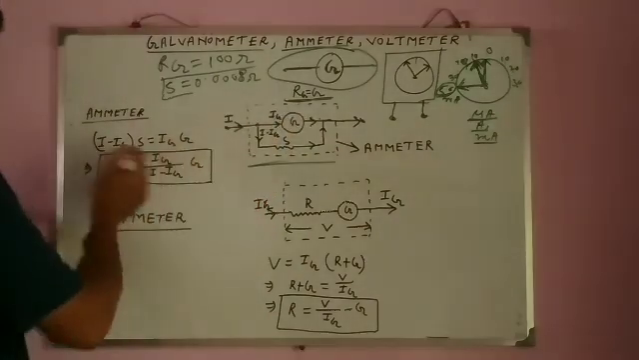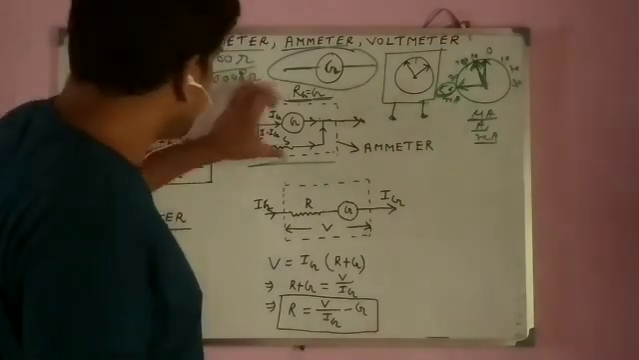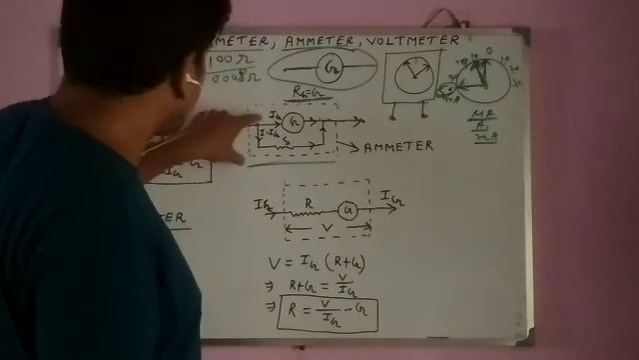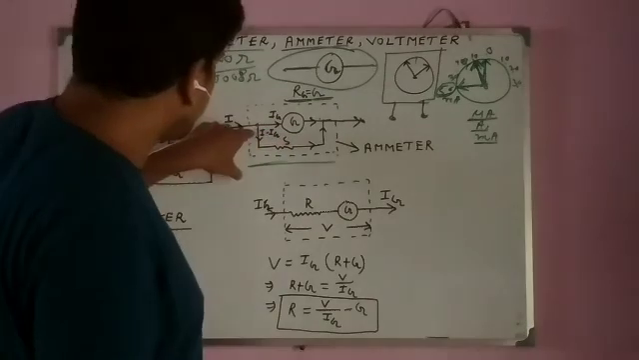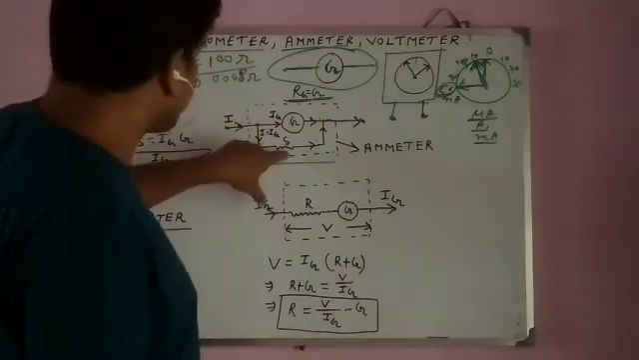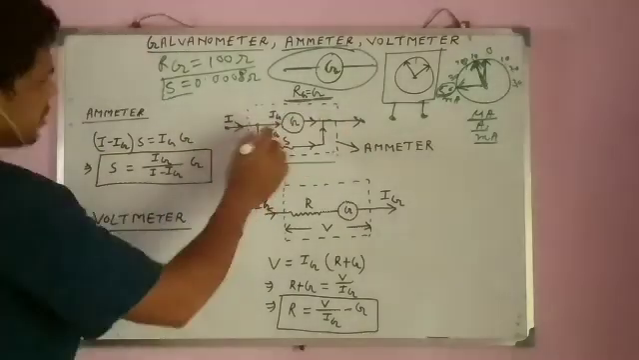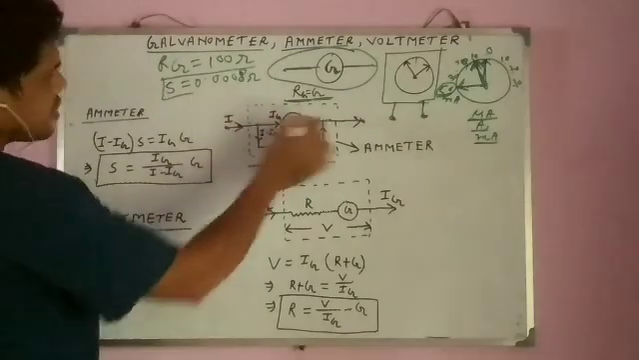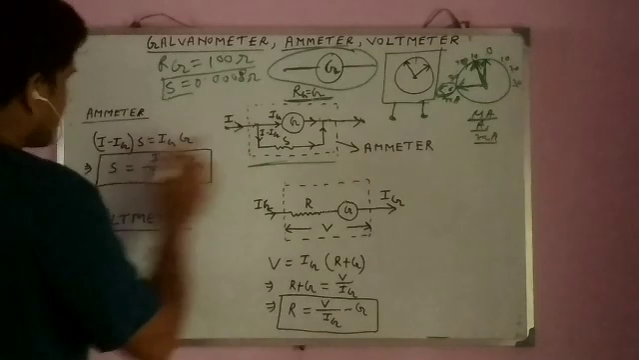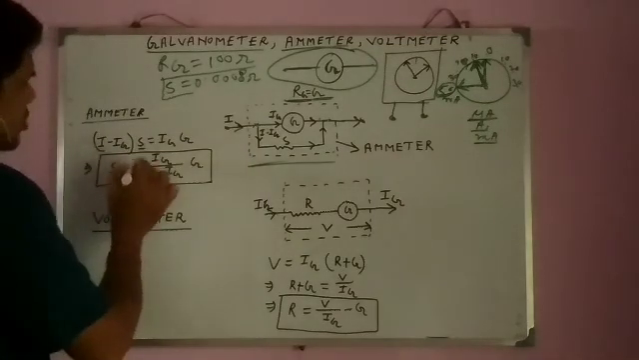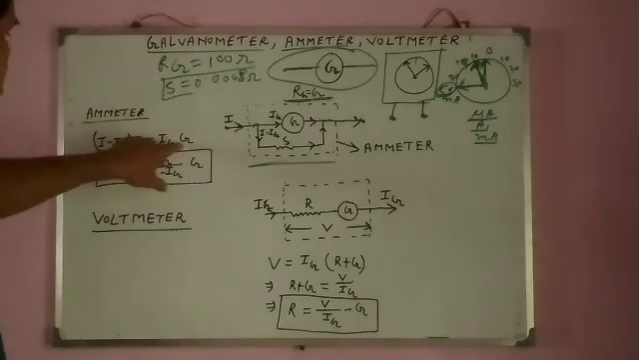Now here, if the total current passing through this ammeter is denoted by capital I, then Ig is the current flowing through the galvanometer, and the remaining current I minus Ig is flowing through the shunt resistance. As they are connected parallel to each other, the potential difference at the two ends will be the same. So we can write (I minus Ig) times S, current into resistance, equal to Ig times G.